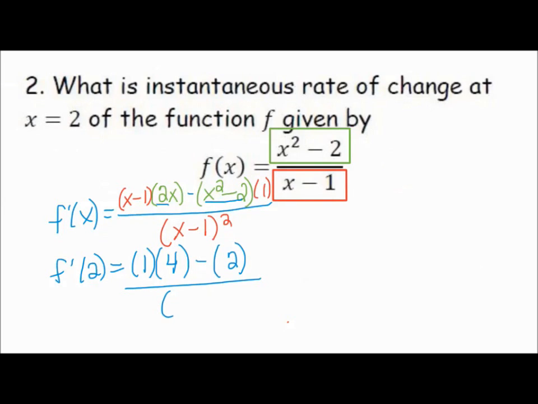Then finally in the denominator, I have 2 minus 1, and then I'm squaring it. And so what those will be, 4 times 1 is 4, minus 2. 2 minus 1 is 1, so 1 squared is 1, so I really have the number 2.